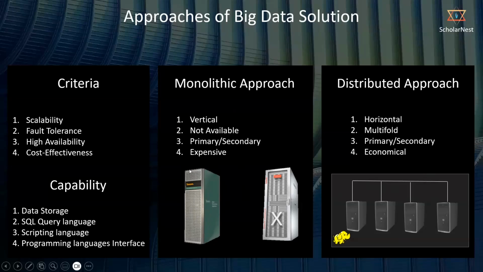So there is no fault tolerance in these systems. Your system is shut down, your business is stopped until that motherboard is replaced, right? So they didn't like that approach.